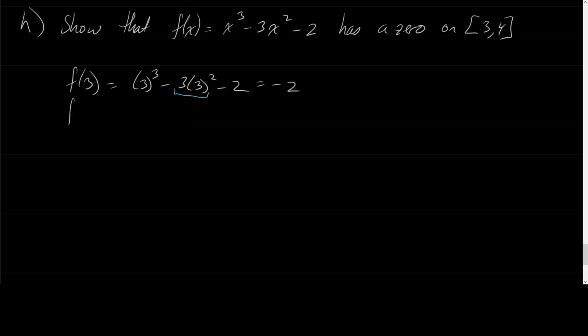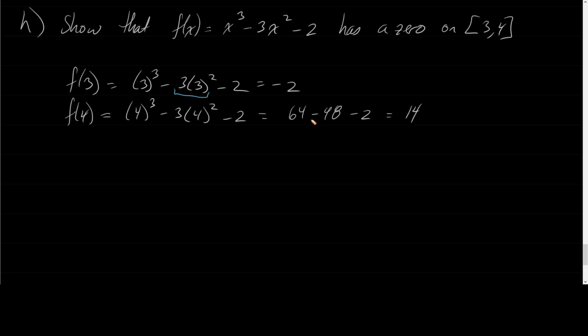So that's f of 3. F of 4, well, that would be 4 cubed minus 3 times 4 squared minus 2. And then what would that be? 4 cubed is 64 minus 4 squared is 16. 16 times 3 is 48. And then that minus 2. This is really 64 minus 48 minus 2. That's just 14, positive 14.